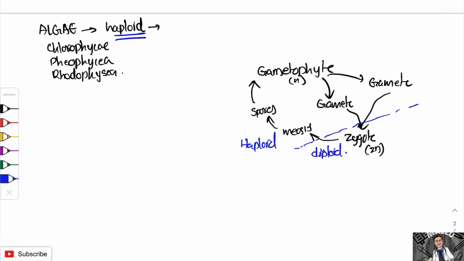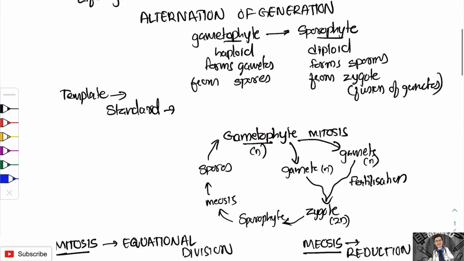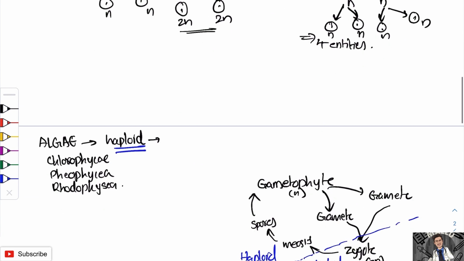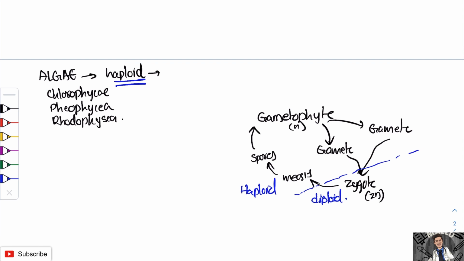So, isn't it easy to draw the life cycle of algae? You just have to remember the template cycle. From the gametophyte, it produces the gametes, and the gametes fuse to form zygotes, and the zygote forms the sporophyte. It undergoes meiosis to form spores. So when it comes to algae, the diploid generation is very meagerly represented, and the haploid is the predominant structure.